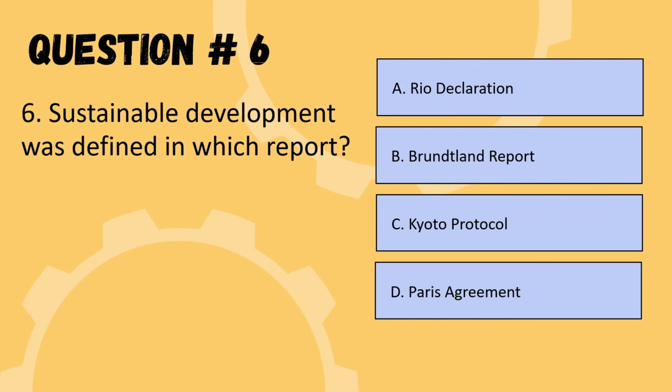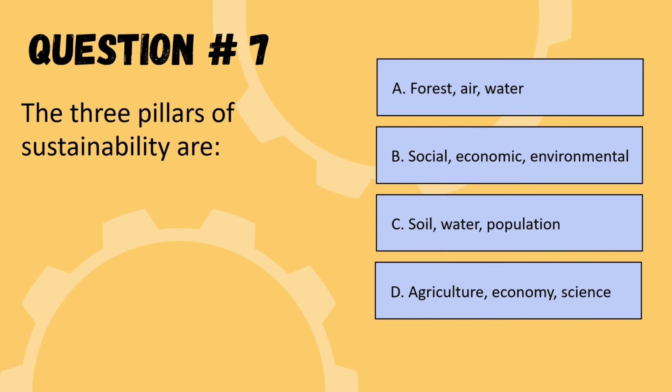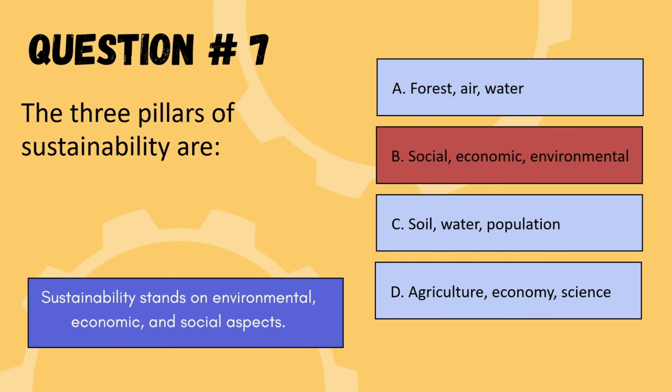Next question is, sustainable development was defined in which report? Options are Rio Declaration, Brundtland Report, Kyoto Protocol, or Paris Agreement. So your correct option is option B, Brundtland Report. So we are moving to the next question. The three pillars of sustainability are forest, air, water; social, economic, environmental; soil, water, population; or agriculture, economics, science. So your correct option is option B, social, economic, environmental. So we are moving to the next question.